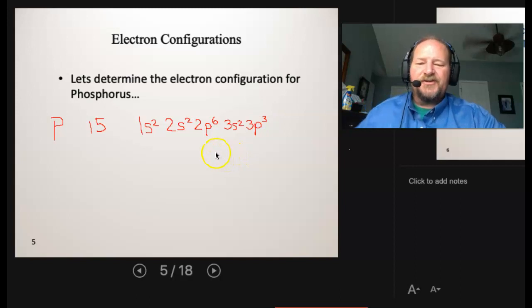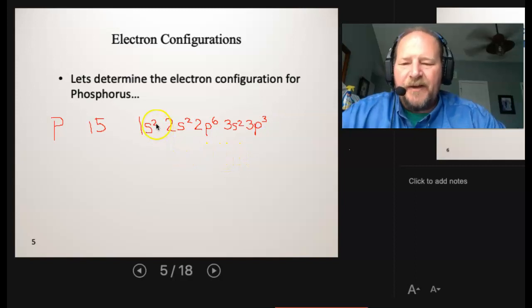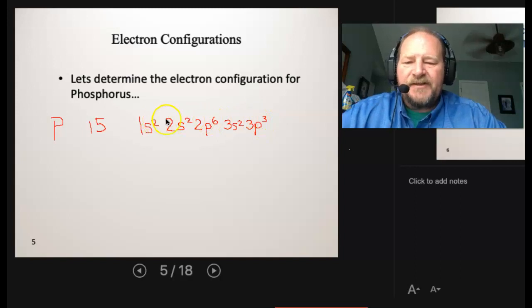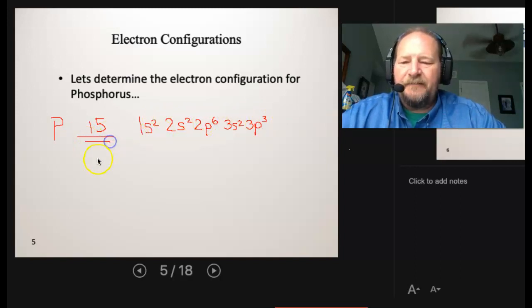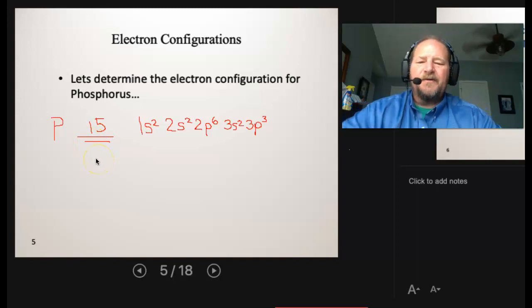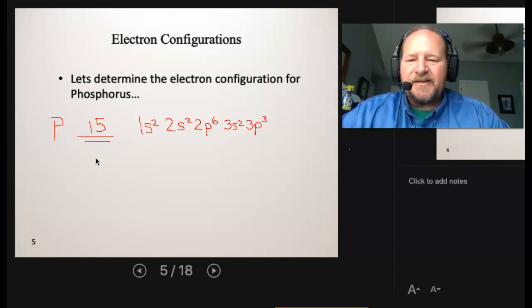Now again, some tricks of the trade. What we can do is sum these up. We have 2 plus 2 is 4, plus 6 is 10, plus 2 is 12, plus 3 is 15. And so all of these superscripts up here should sum up to give us 15. All right, and that's how we can do our electron configurations using our periodic table.